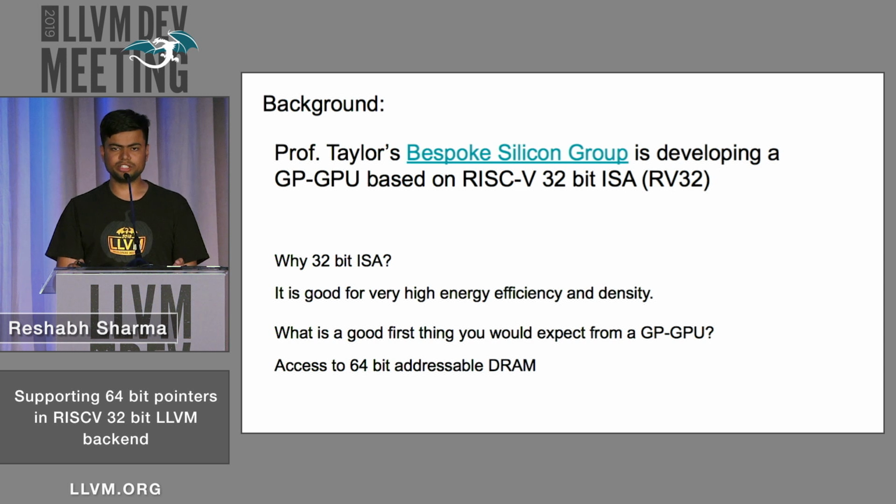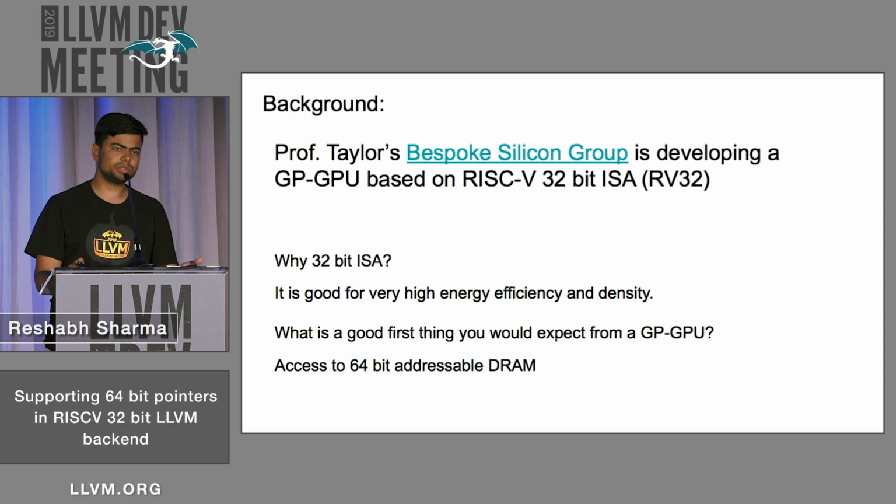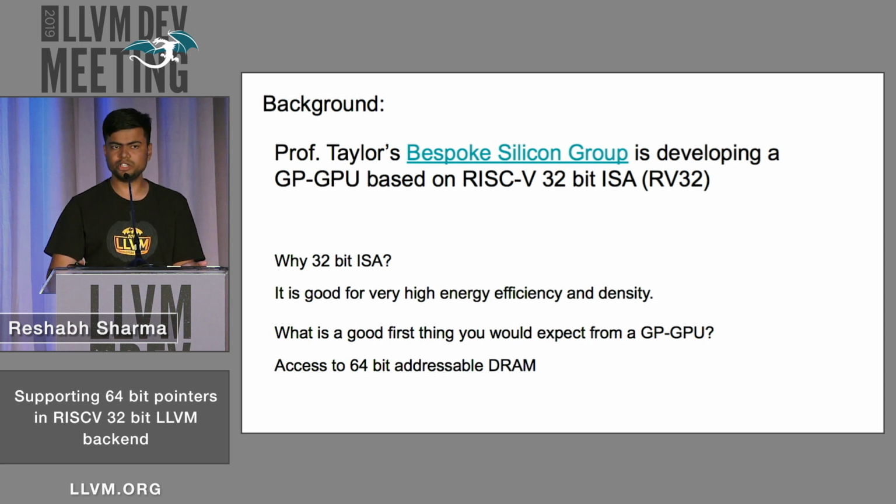There's an effort from Professor Taylor at University of Washington. They already taped out some silicon for version 1, where they made a GPGPU based on RISC-V. For version 2, they want some programming capabilities. So we wanted to support 64-bit pointers to access DRAM, so that we can have all the good things we get from a 32-bit chip, and we can access 64-bit addressable memory. So we thought, okay, let's do it.